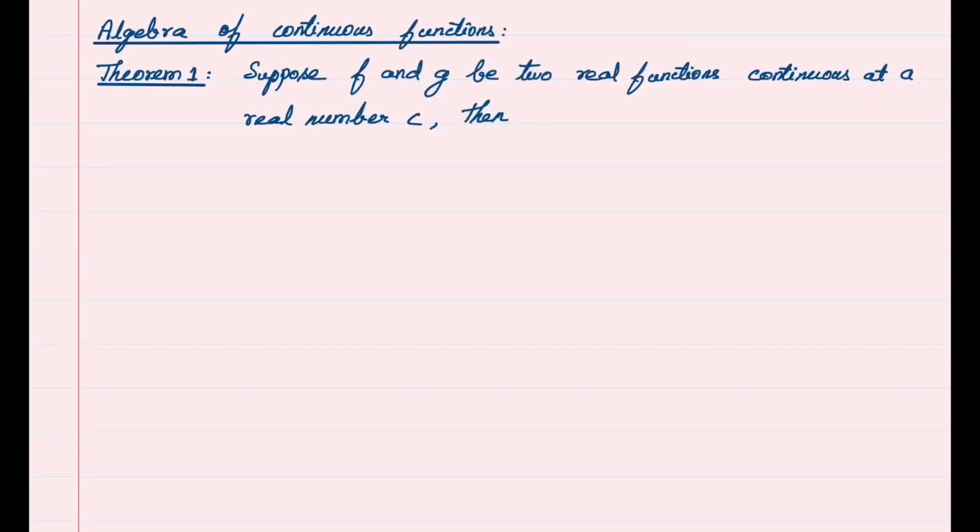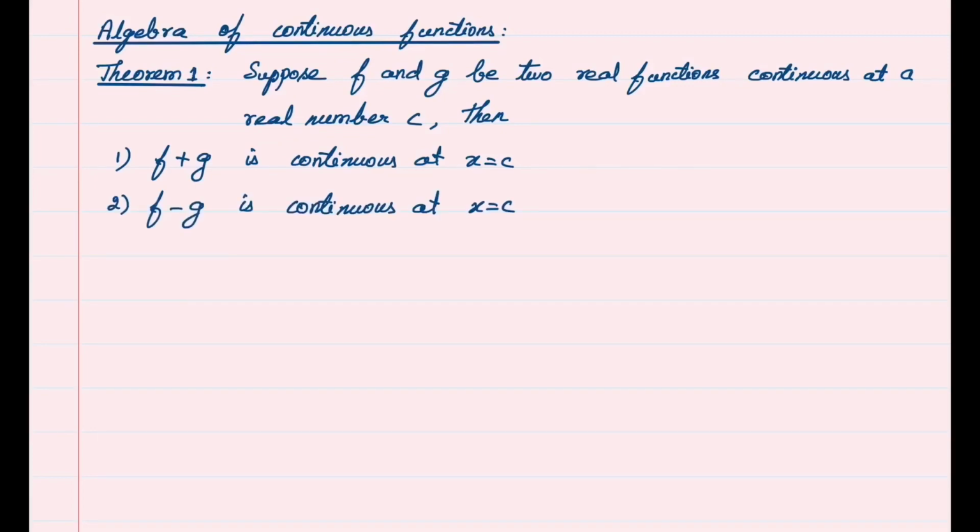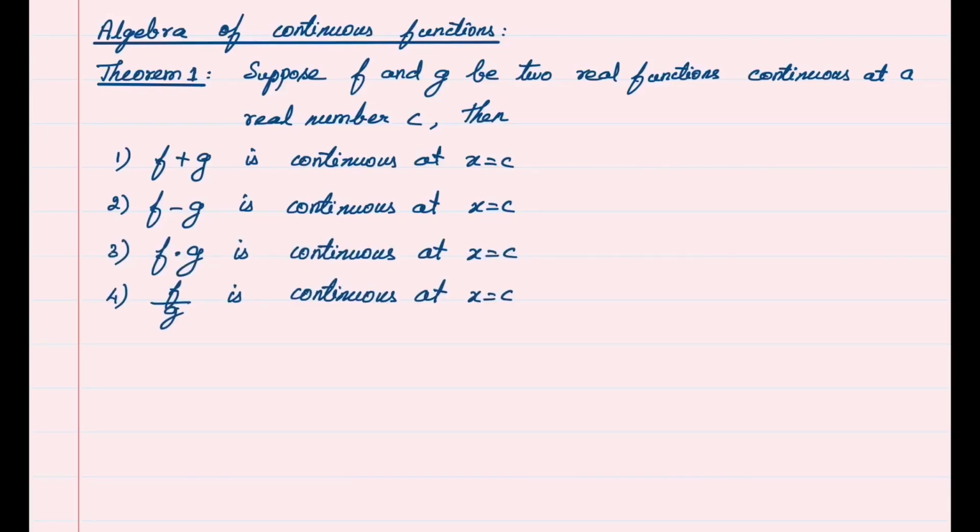Now, let us see properties of continuous functions. Suppose f and g be two real functions continuous at a real number c, then f plus g is continuous at x is equal to c, f minus g is continuous at c, f into g is continuous at c, f divided by g is continuous at c, provided g of c is not equal to 0.